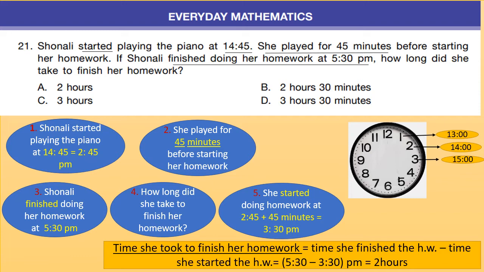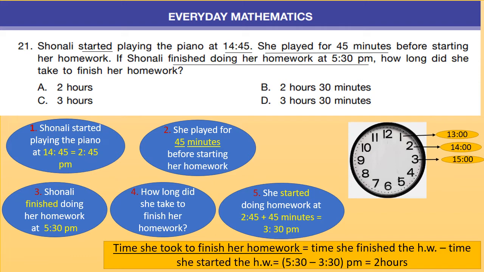Now from third part, Shonali finished doing her homework at 5:30 p.m. So finished time is 5:30 p.m. Now fourth part, how long did she take to finish her homework? So for that we should know when she started doing the homework. So see the fifth part, she started doing homework at 2:45 p.m. plus 45 minutes, which is equal to 3:30 p.m.